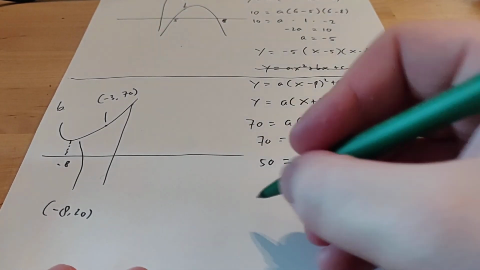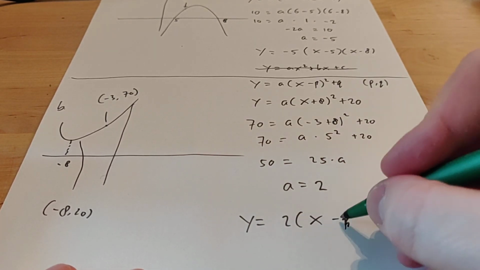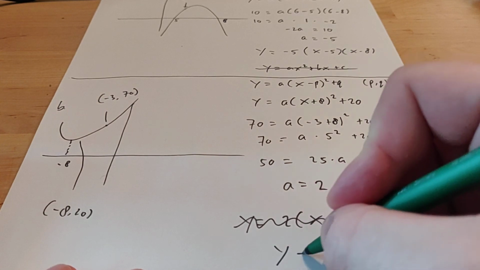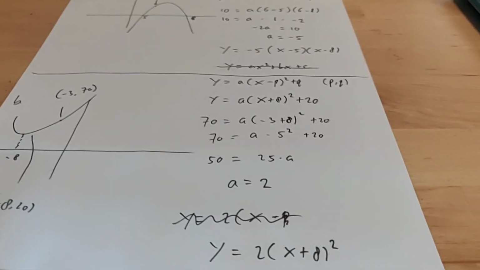So that means that our formula is 2 times (x minus, not minus p, sorry about that. Let me write this whole thing again. 2 times (x plus 8) squared, and then plus 20.